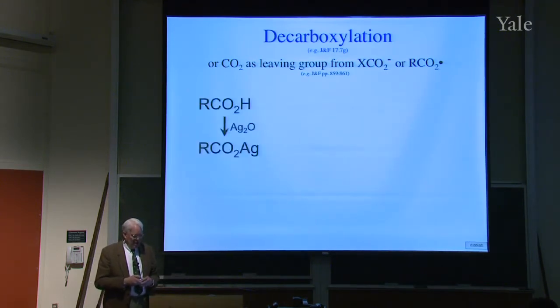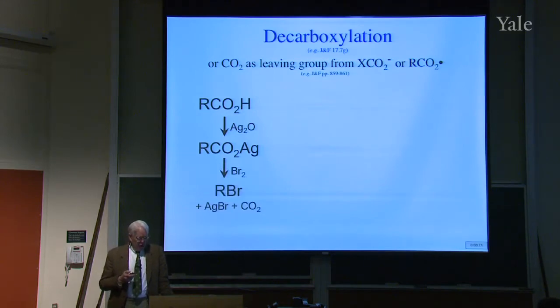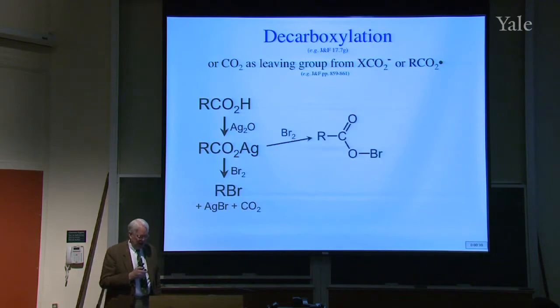But there's another one that's interesting, which is to treat an acid with silver oxide, which gives a silver salt of the acid, right? Then if you treat that with bromine, you get RBr. So you can convert a carboxylic acid to the alkyl bromide with 1 less carbon atom. A decarboxylation has been involved. Okay, and it's pretty easy to see how that would work.